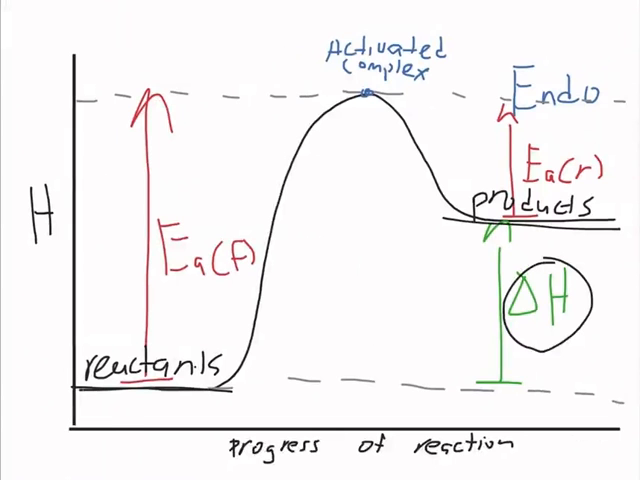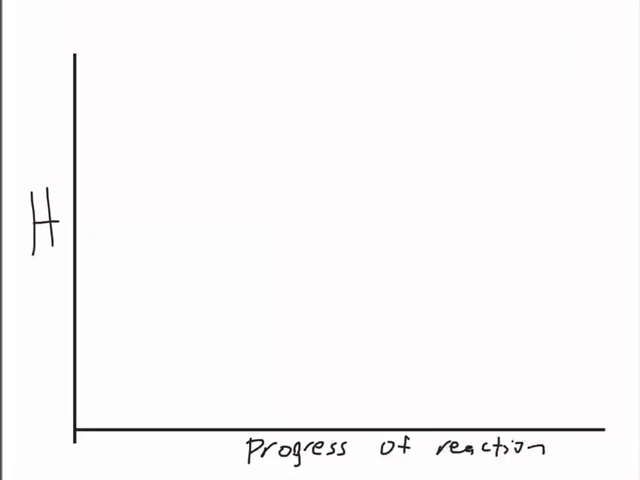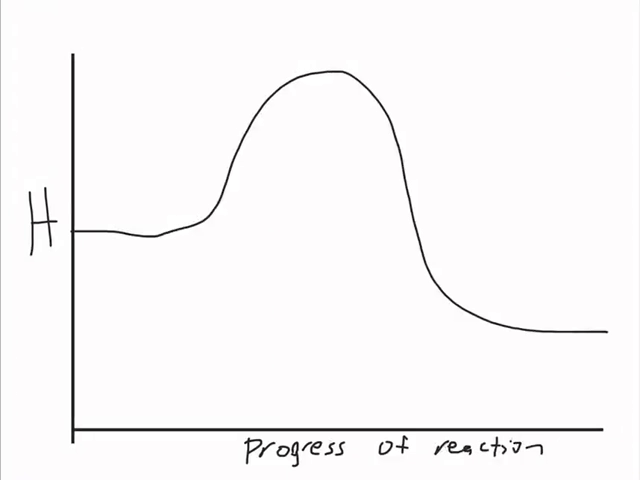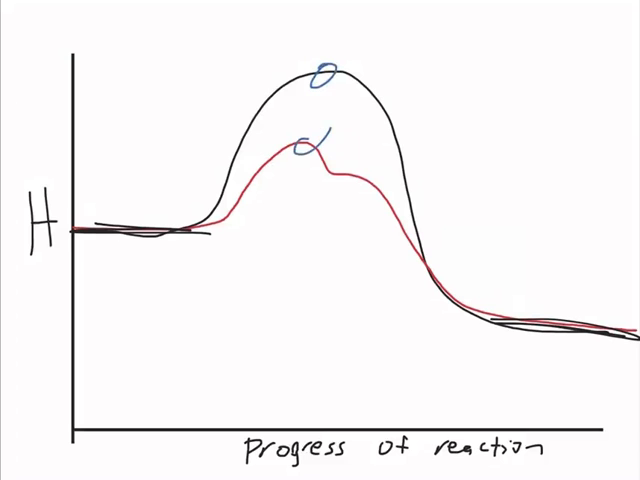Finally, let's take a look at what happens with the addition of a catalyst. Let's take the example of an exothermic graph. This is the normal path that it would take, but with the addition of a catalyst, this is what the path looks like. As you can see, the enthalpy of the reactants and the products stayed the exact same. The only change is the activated complex. In the original one, it's here, but with the catalyst, it's here.